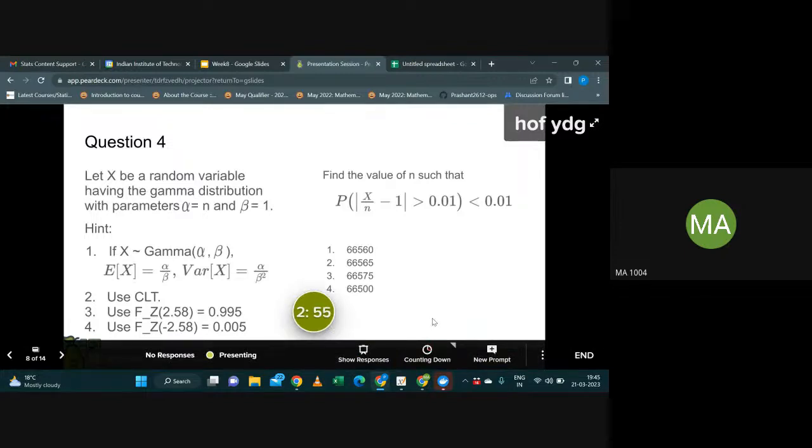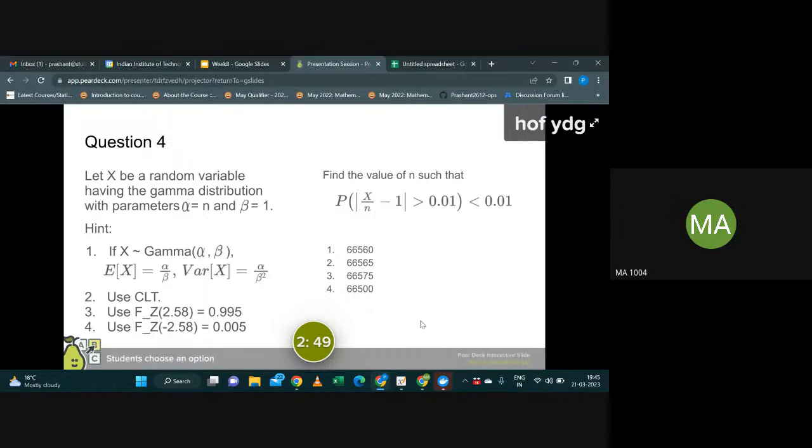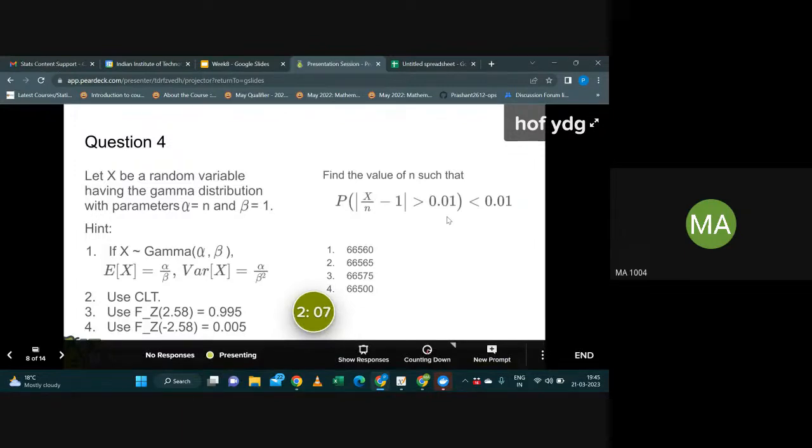Is the question clear for everyone? Same question, sir, but a different method. Yeah, the question is the same, but the only difference is you have to use the CLT. So for using the CLT, what you have to do is find the expected value of x bar, which is x by n, and the variance of x by n, and then just use the CLT, and then you will get this inequality.